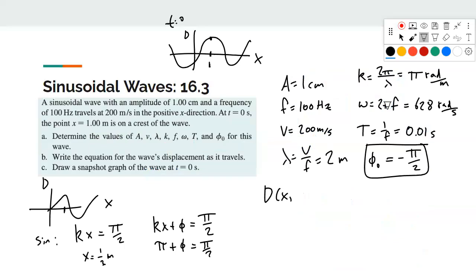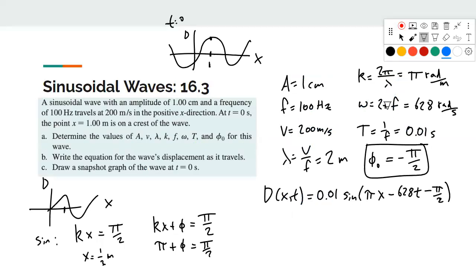So our d of x comma t for part B, we just write it as, plugging into this formula. Our A is 0.01. Then we have sine. Our k is just pi x. And our omega is 628 t. And then we have minus pi over 2. So this is our answer to part B. Once you get all the pieces, you just put them into the equation. And as long as it's a sinusoidal wave, it'll be a valid solution.